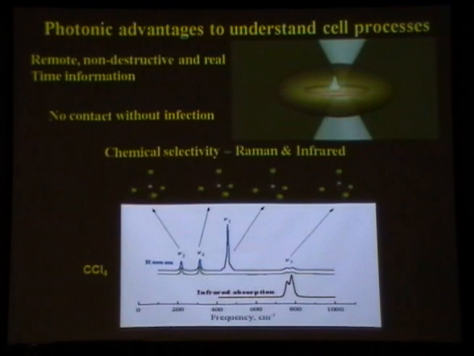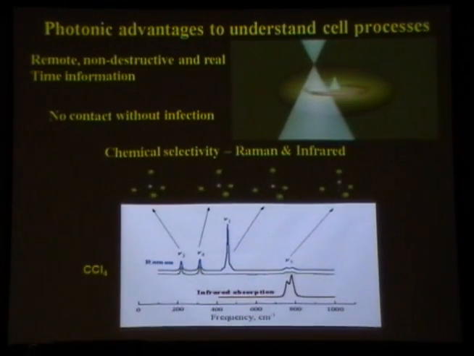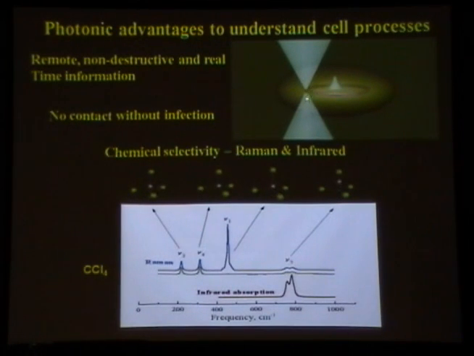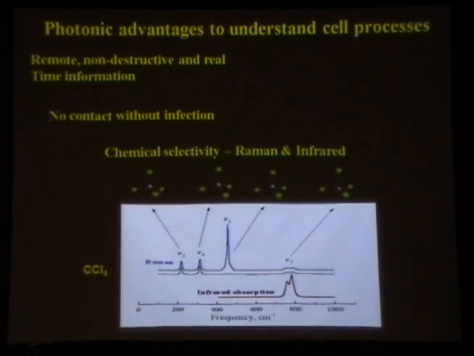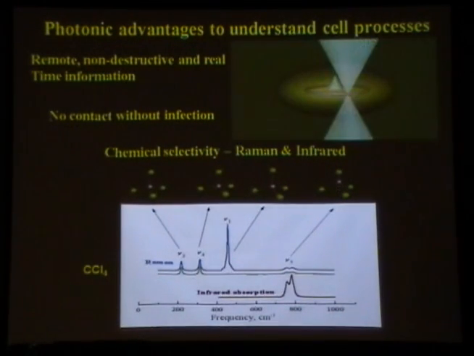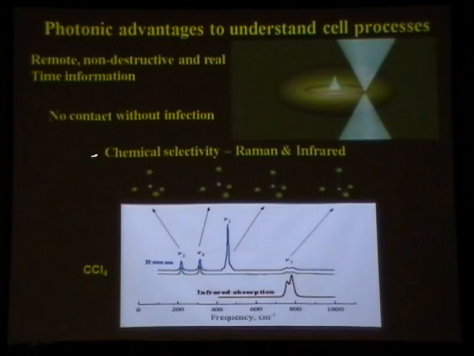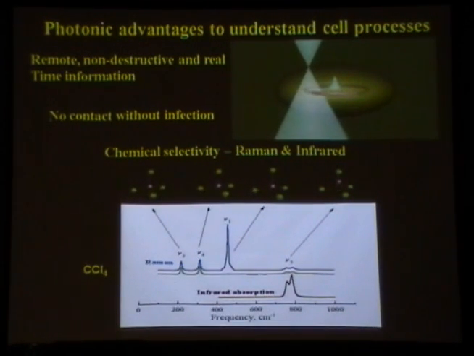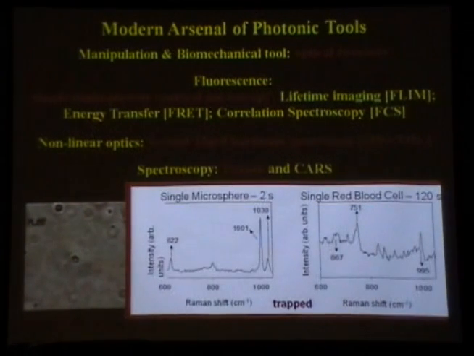And so if you want to do this, you almost need to use optics. You almost do not have any other tools. Optics is a wave, so you always use a wave to understand remote and non-destructive phenomena. And with light's wavelength we can have spatial resolution at the 200 nanometer level, non-contact, without infection. And light also has chemical selectivity by looking at the vibration of the molecule. So we can go into resonance with these vibrations and have chemical selectivity for our image.